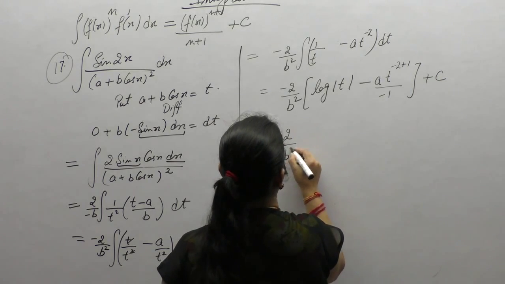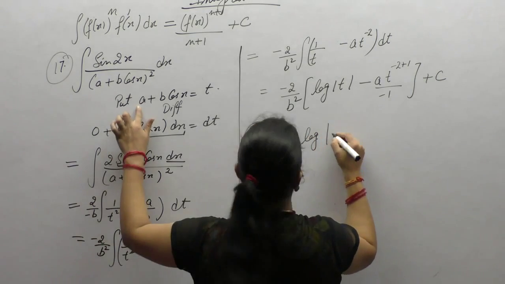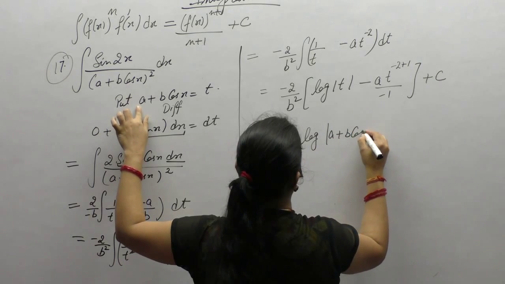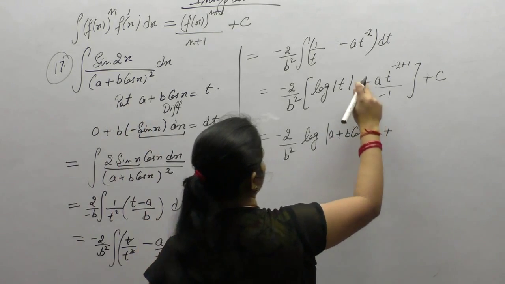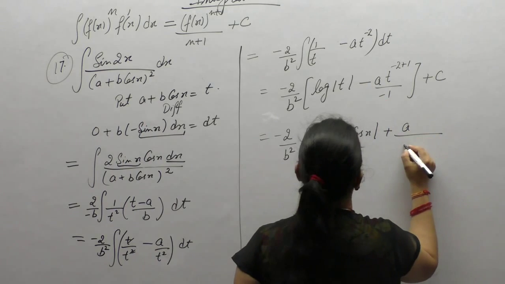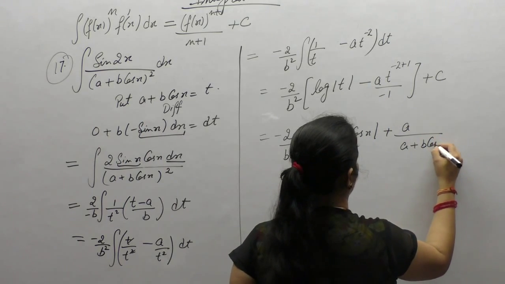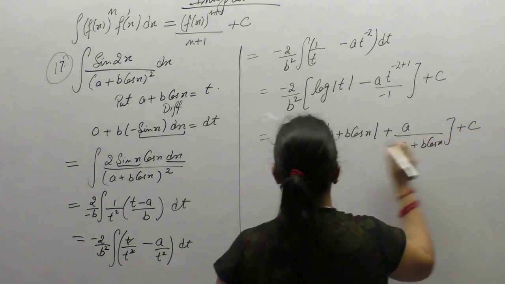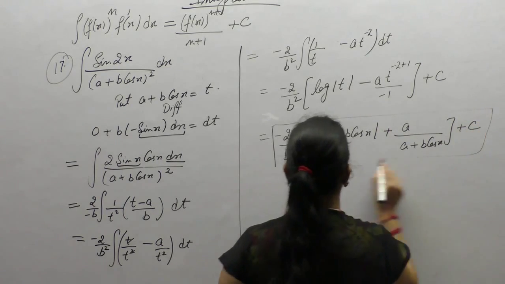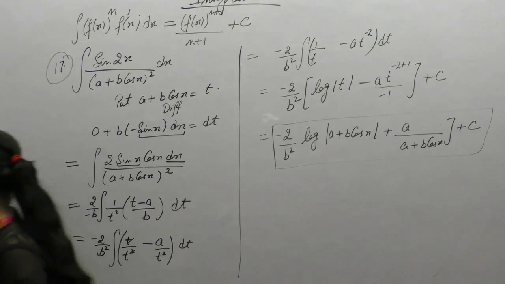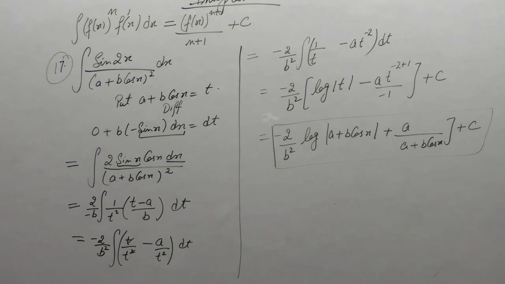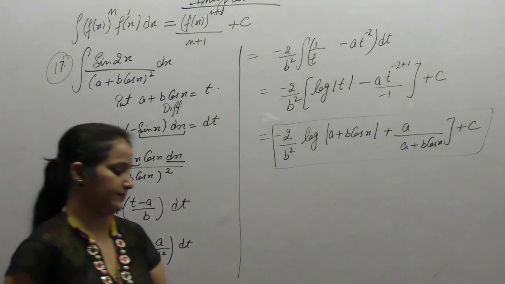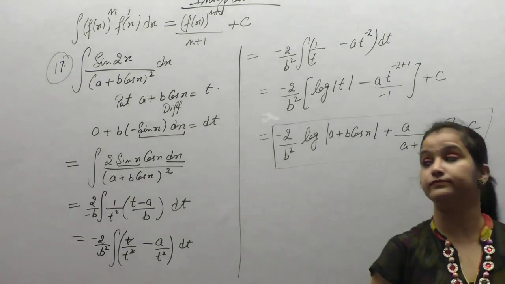Minus 2 upon b square. Log of t is log of a plus b cos x, minus minus plus a upon a plus b cos x, plus c. Minus 2 upon b square, log of a plus b cos x plus a upon a plus b cos x, plus c. Note it down.